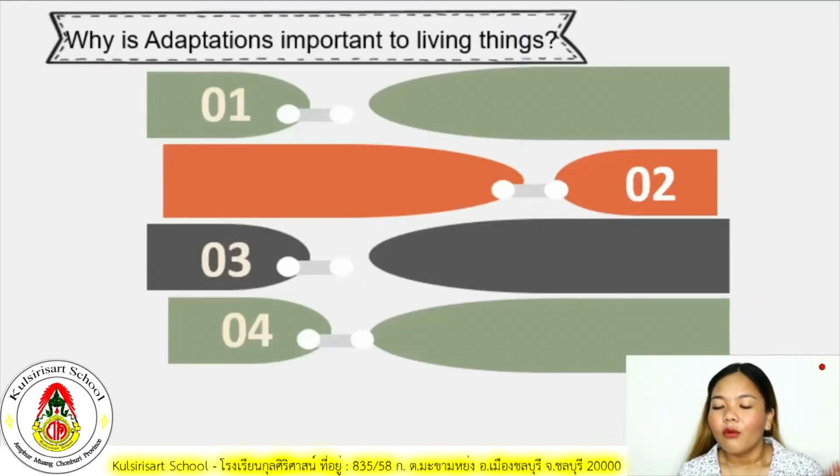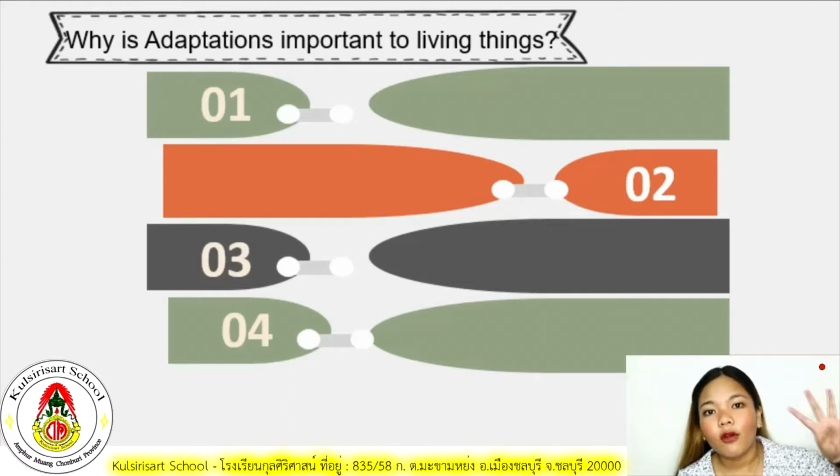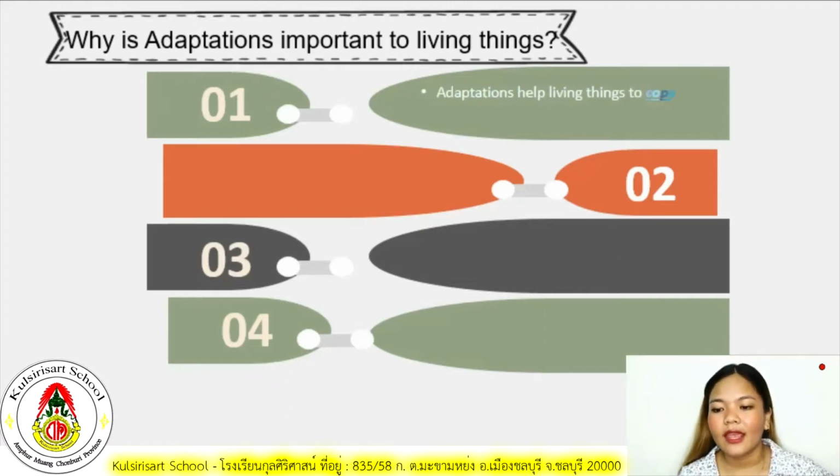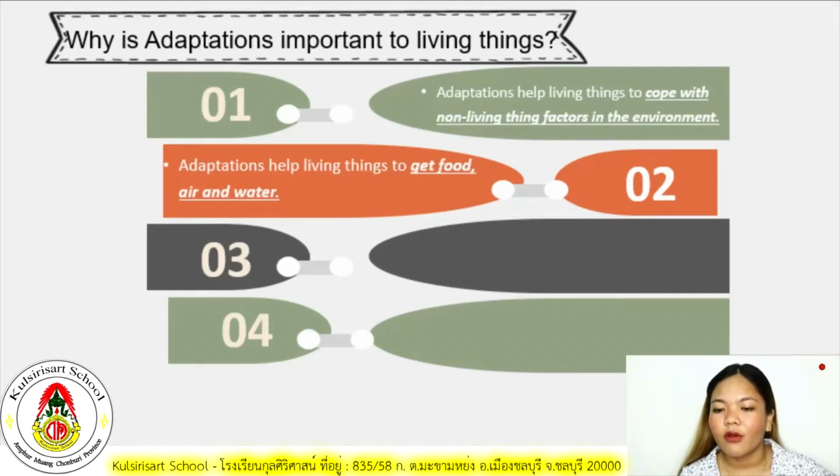Now, why are adaptations important to living things? We have four reasons why. The first one is that adaptations help living things to cope with non-living factors in the environment. The second importance is that adaptations help living things to get food, air, and water. Because these animals are able to adapt to the different changes in their environment, it can help them get their food, breathe air, and get water.